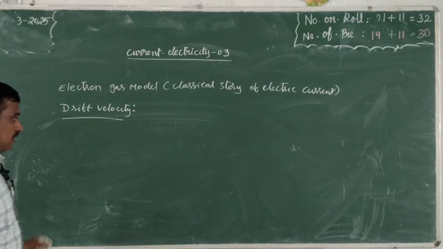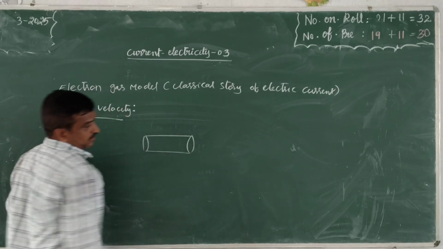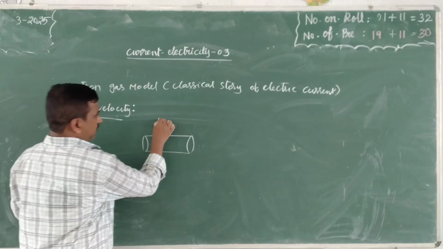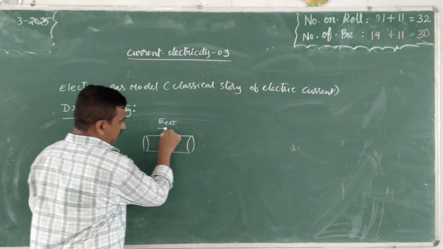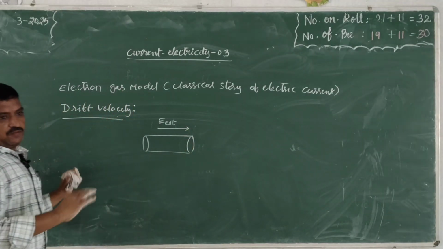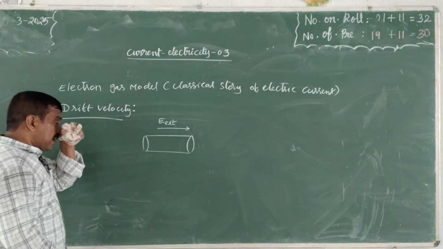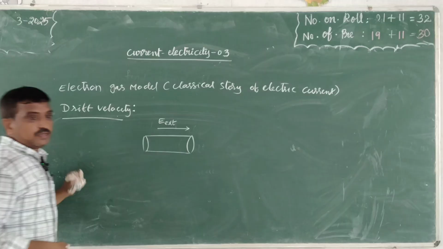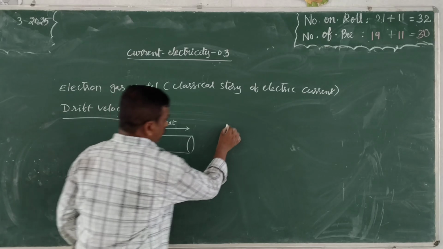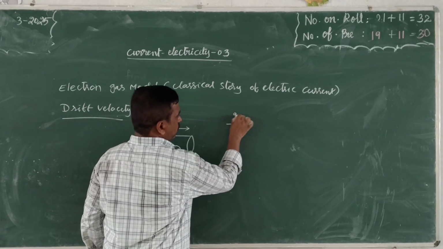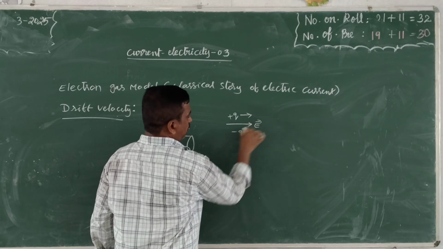We can take one conductor. Let us consider this is the conductor. Here an external electric field is there, and it is the external electric field. The direction of the external electric field is left to right. Because of the external electric field, inside the conductor different charges are there, positive charges and negative charges. We know that plus q charge moves in the direction of the electric field, and minus q charge moves opposite to the electric field.